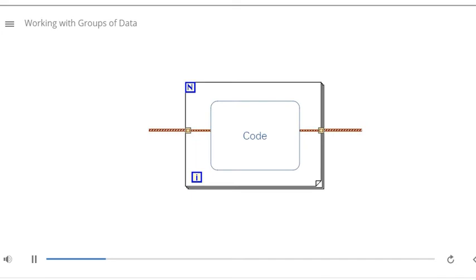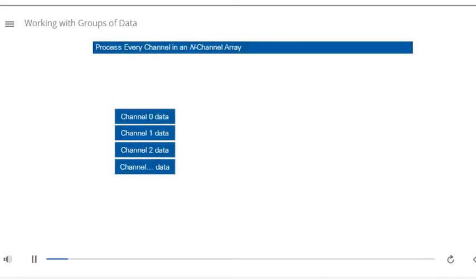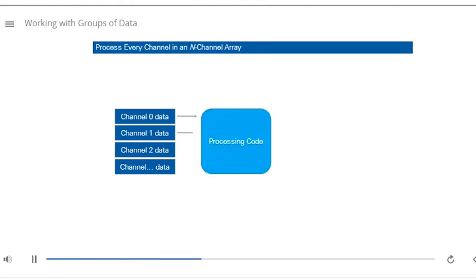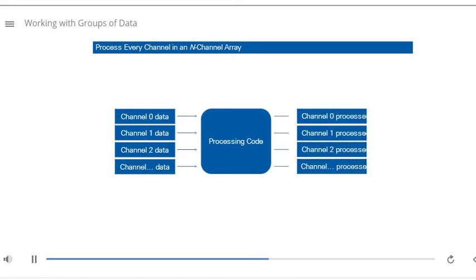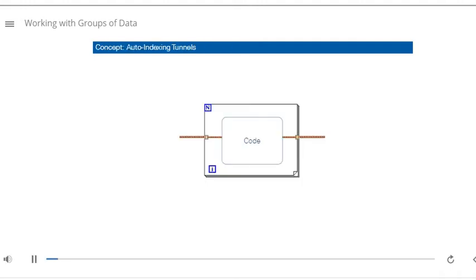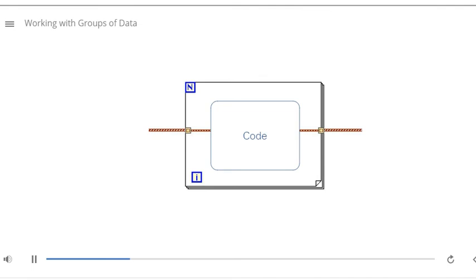For loops and while loops can configure an input tunnel to iterate through an array. When working with an N-channel array, a common task is to run the same processing algorithm on every channel of the N-channel data. To do this, we can use a for loop with auto-indexing tunnels. For loops and while loops can configure an input tunnel to iterate through an array's elements and configure an output tunnel to build an array. This is known as auto-indexing.